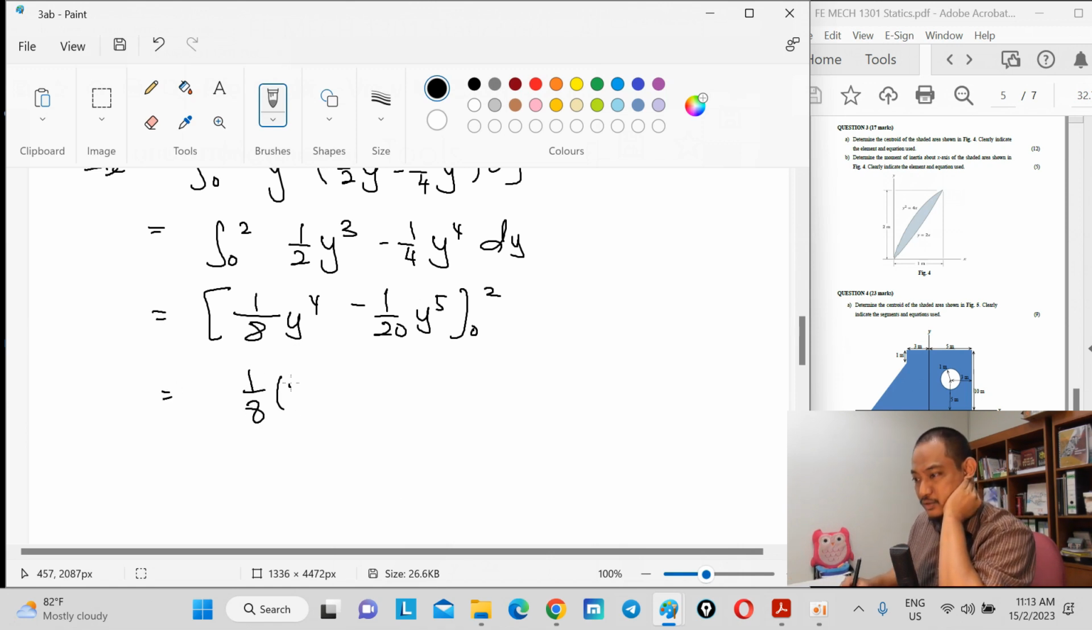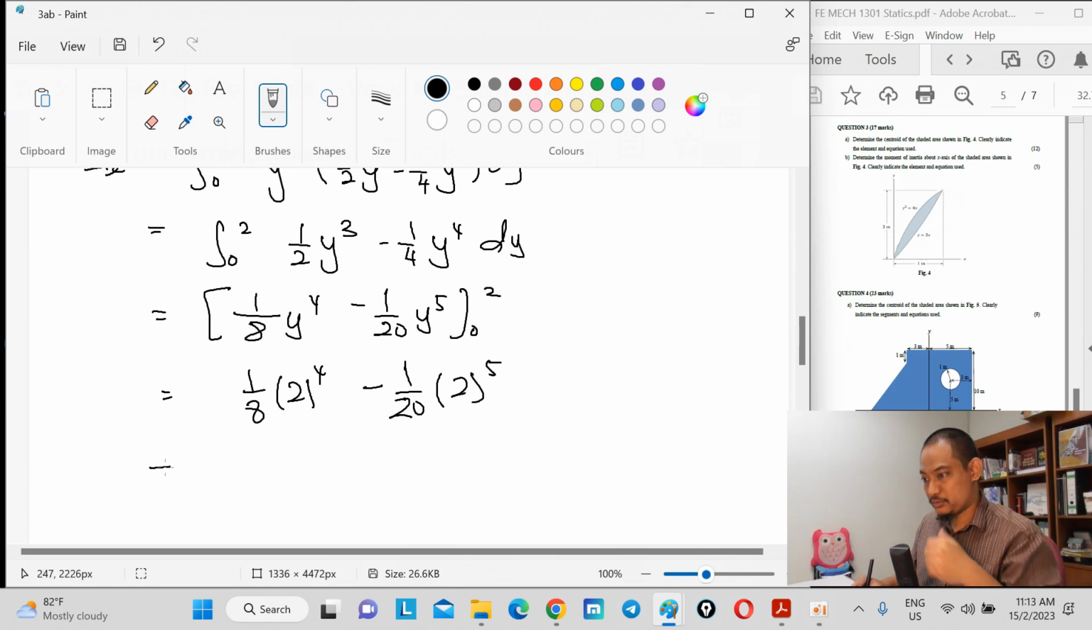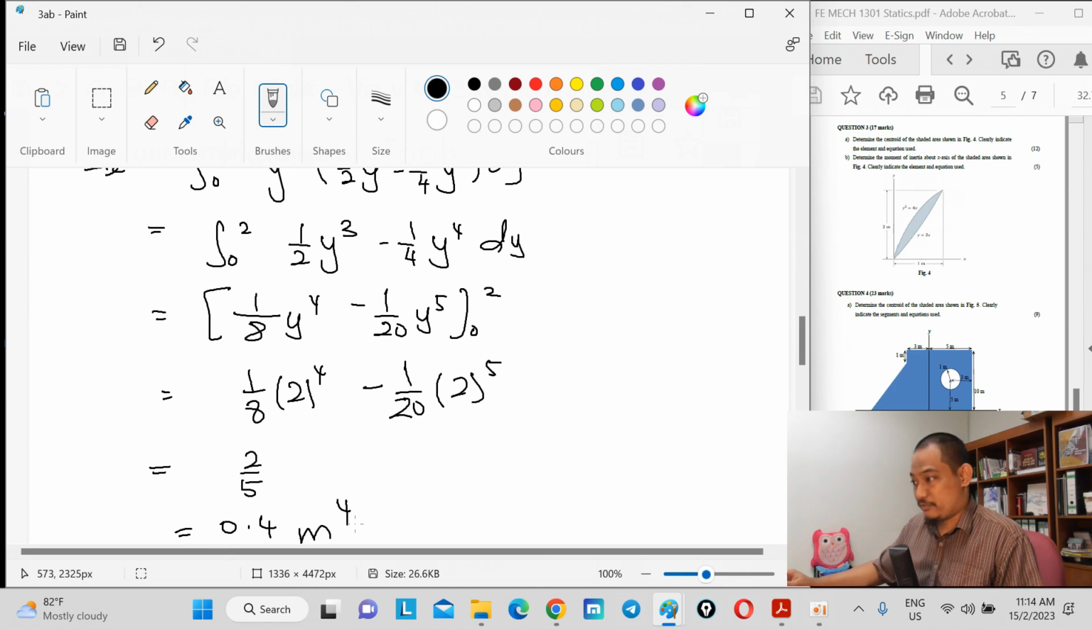1 over 8 times 2 to the power 4, minus 1 over 20 times 2 to the power 5. 1 divided by 8 times 2 to the power 4, minus 1 divided by 20 times 2 to the power 5. That is 2 over 5. Oh, wonderful. Oops, so it should be meter to the power 4, right? Okay, so we have solved that one.